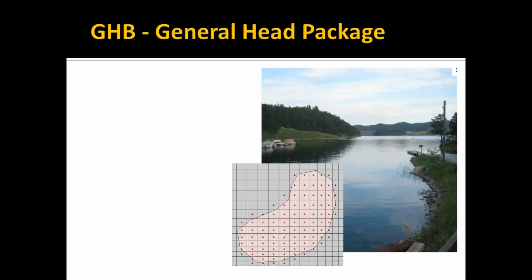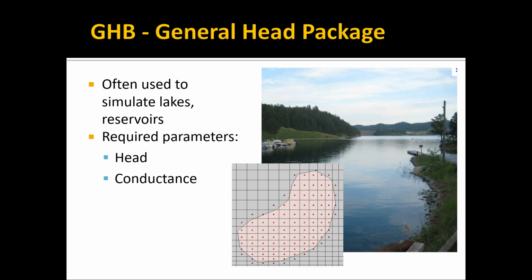Okay, let's move on to the general head boundary package, the GHB. We call it the general head package, but the B stands for boundary. This is what we typically use to simulate lakes and reservoirs and how they impact an aquifer. It's actually a very simple package. The only two parameters you need are the head and the conductance. And when I say head in this case, I mean the stage in the lake, the elevation of water in the lake.